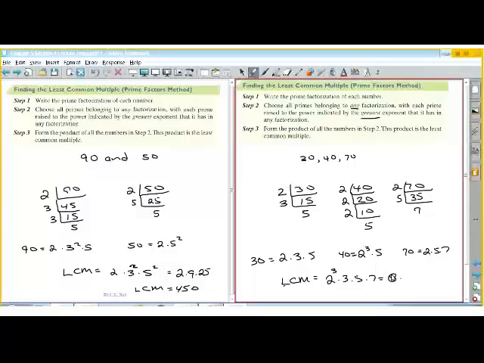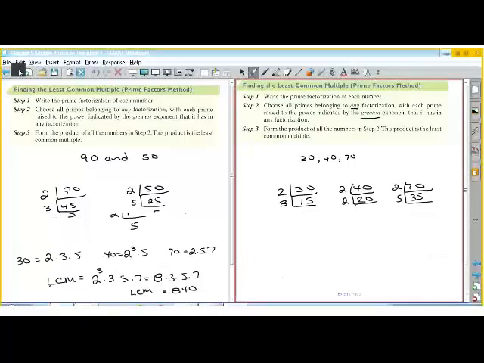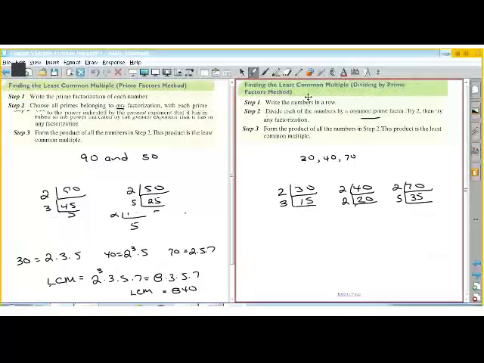The only one that has an exponent different than 1 is this one. So that gives you 8 times 3 times 5 times 7, and you multiply those together. 8 times 3 times 5 times 7 is 840. So the least common multiple of these numbers is 840. So I think that's all that I'm doing with the prime factors method.